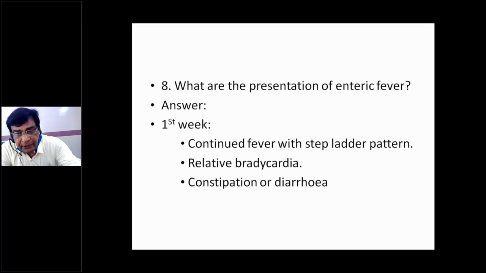What is the presentation of enteric fever? Some changes in the first week. In the first week, there is continued fever, which rises in a step ladder pattern. And second is relative bradycardia. Relative bradycardia means normally along with temperature, pulse rate increases. But if temperature rises but pulse does not rise, that is called relative bradycardia. And constipation or diarrhea can also occur in the first week.